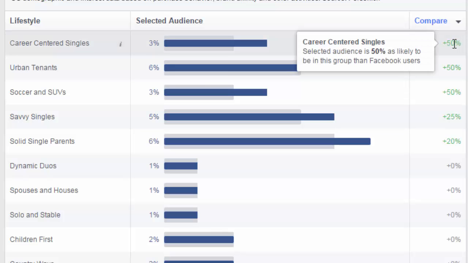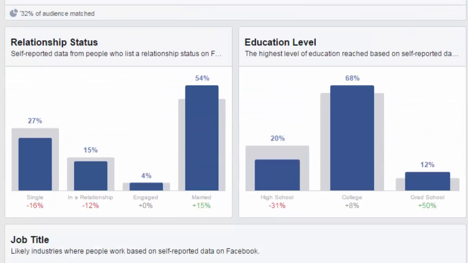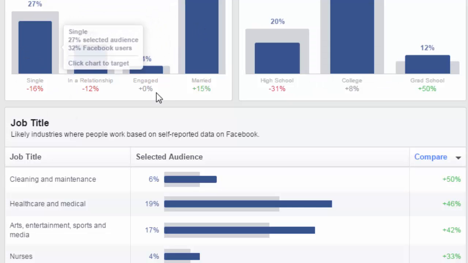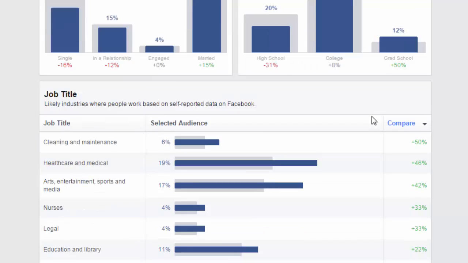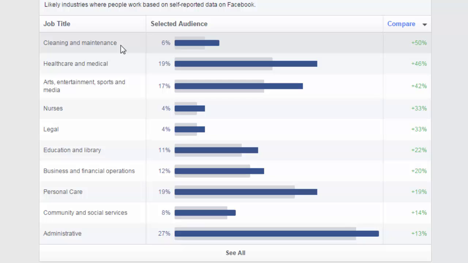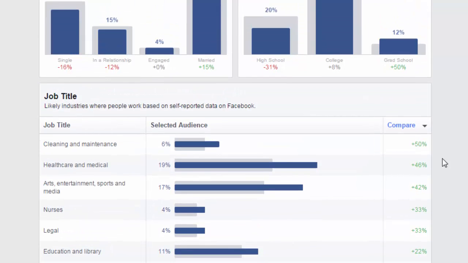The comparisons don't really jump really high here, 50%, so 50% more than what you'd normally see on Facebook, so there's not a big jump right there. We scroll down here, we see relationship status, they're more likely to be married than not. Educational level, more likely to be college or grad school. Job titles, again, not a big jump here for any of these. A lot of cleaning and maintenance, healthcare and medical, arts, entertainment, sports, nurses in this category. This basically means 50% more likely than the average Facebook user.